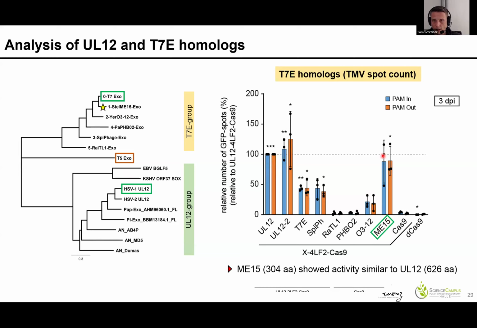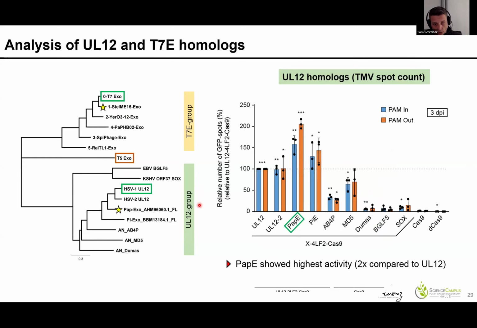And here you see that it has more or less the same activity as UL12 in our assay. The benefit here is that ME15 is significantly smaller than UL12. And if you really are restricted in capacity of the construct size, it might be beneficial. We also screened the UL12 type of exonucleases, the homologs, and here we found another exonuclease.